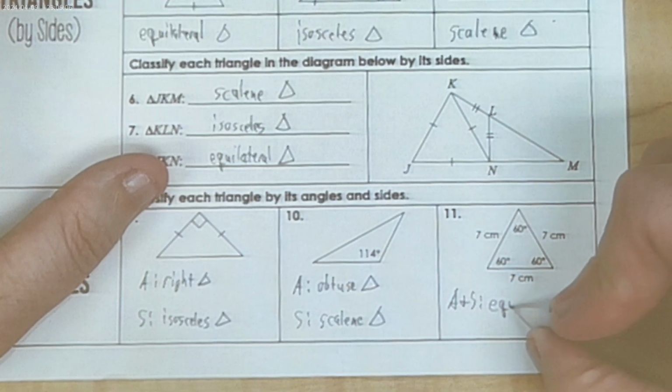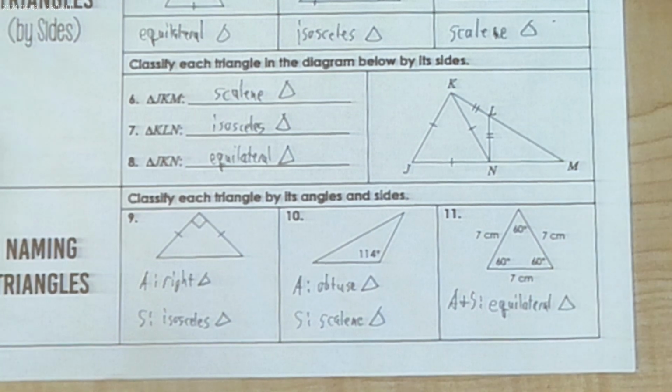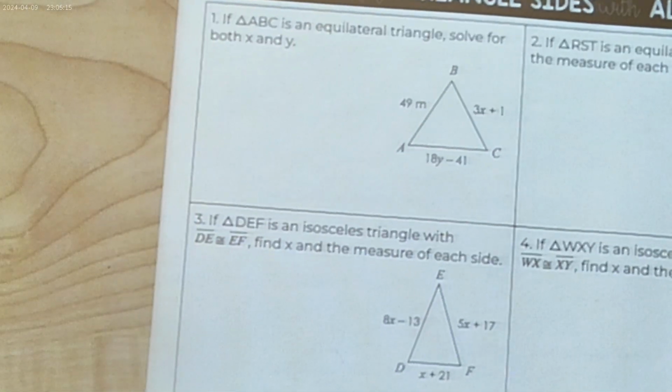All right, and then of course the last one is everyone's favorite, the equilateral triangle. All righty, so that about does it for, just kidding, there are problems.